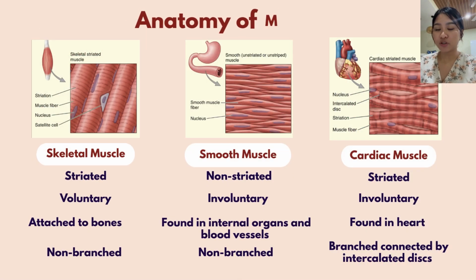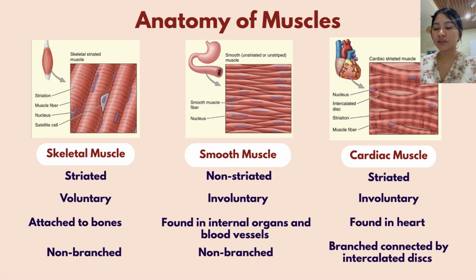Next is the anatomy of muscles. There are 3 main types of muscle tissue in the body, which are the skeletal muscle, smooth muscle, and cardiac muscle. So skeletal muscle is striated, and is responsible for voluntary action and attached to bones. It is responsible for body movement and also posture.